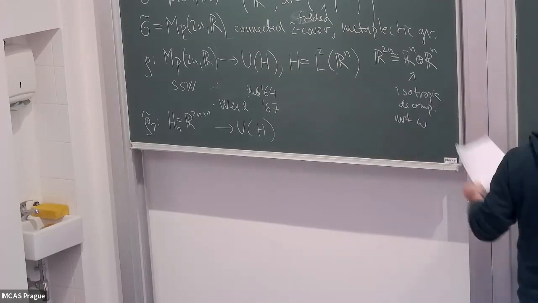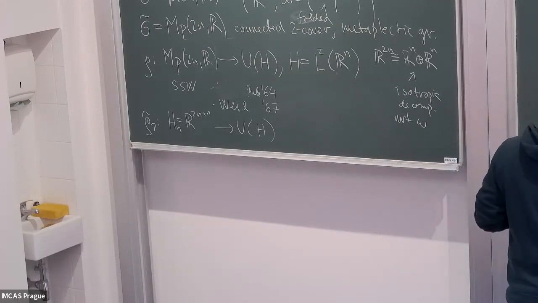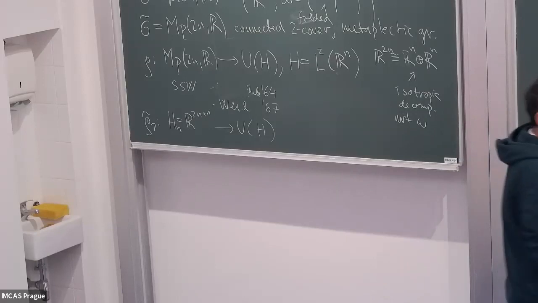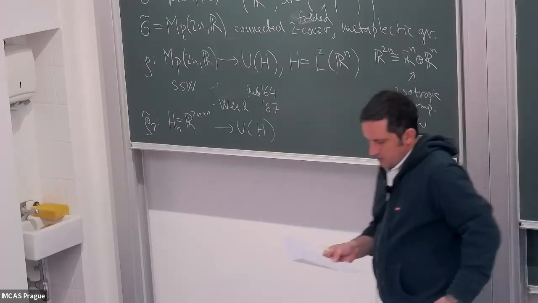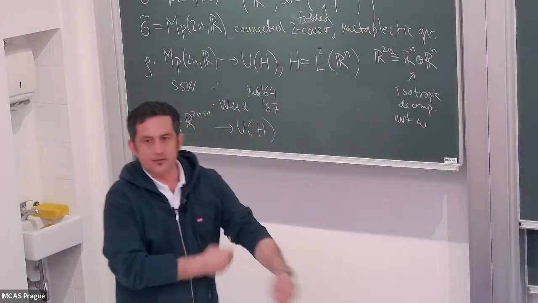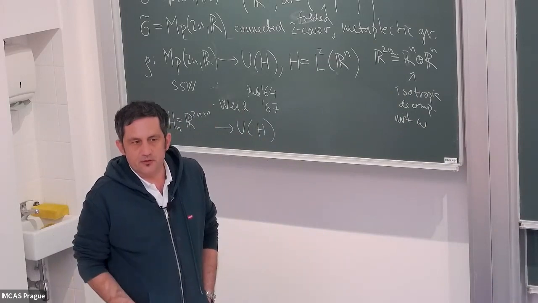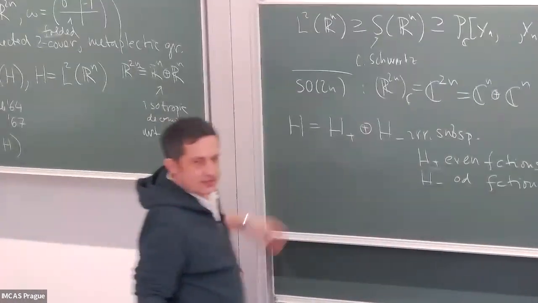So this representation, the Segal-Shale-Weil representation, also decomposes into two irreducible subspaces. They are easily realized: H plus and H minus are representable by even functions and by odd functions in L2. So this is one analogy between them, the symmetricity and anti-symmetricity, which you can see without defining the representation, because L2 is something like polynomials times exponential, densely embedded.